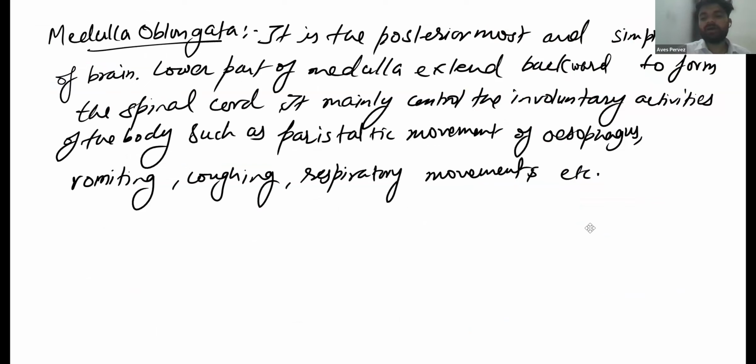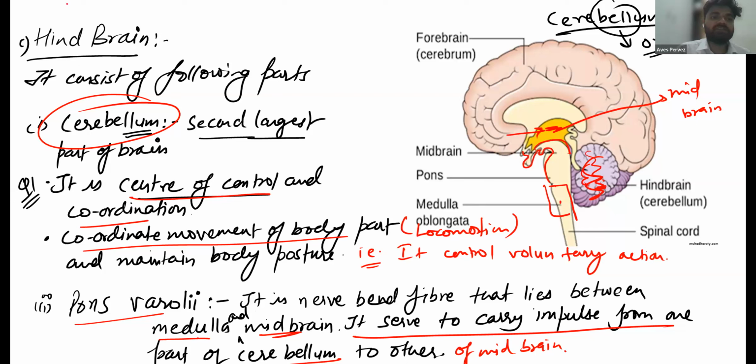Now the third part of the hindbrain, that is medulla oblongata. Many times it is asked in the examination. You need to keep in mind that it is the posterior most and the simplest part of the brain. There is no coil, nothing complicated in this structure. This portion from here to here is medulla oblongata, and this part is spinal cord.